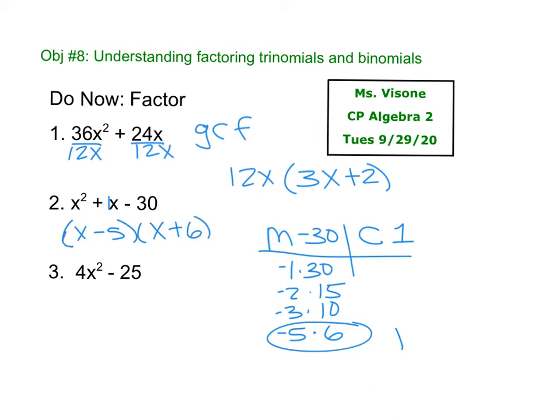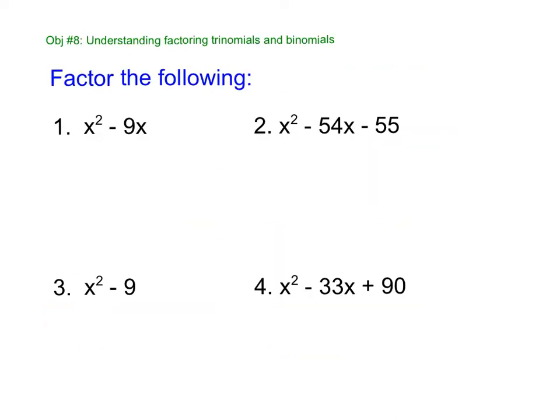All right, and then the last one, that's our dots. It's a binomial, two terms, and perfect squares. So what times itself is 4x squared? 2x times 2x. What times itself is 25? 5 and 5. Make one plus, one minus. All right, so let's do some more practice on this. Pause the video, do these on your own.